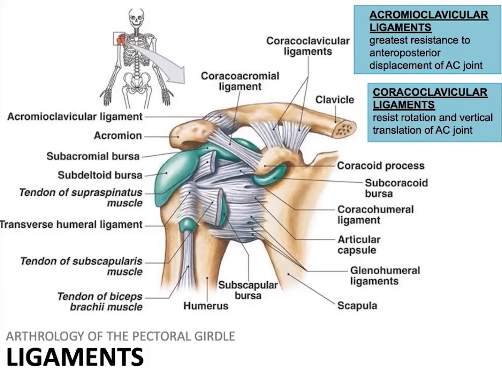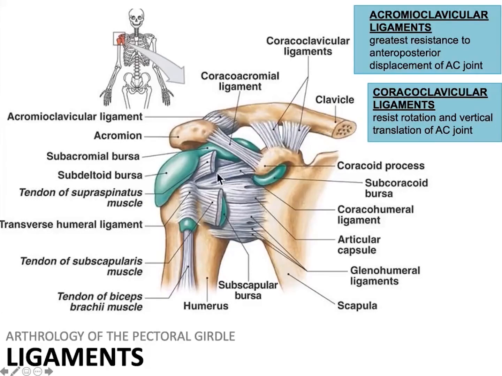Our AC ligament is also going to be Y-shaped or V-shaped, and it's going to be a strengthening ligament that prevents upward dislocation of our clavicle. We then also have, between the coracoid process of our scapula and the clavicle, our coracoclavicular ligaments. These act to resist rotation and vertical translation of the acromioclavicular joint. So it's essentially holding or stabilizing the scapula.